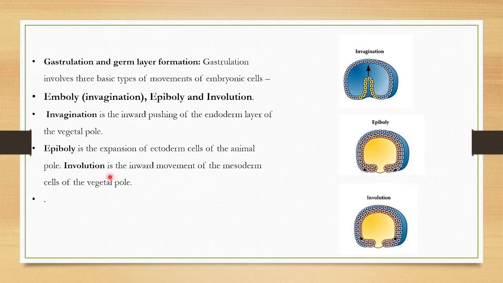And the third one is involution, the inward movement of the mesoderm cells of the vegetal pole. These are the three important processes in forming an embryo. One is called invagination, inward movement; epiboly, outward expansion; and involution, the inward movement of mesoderm.